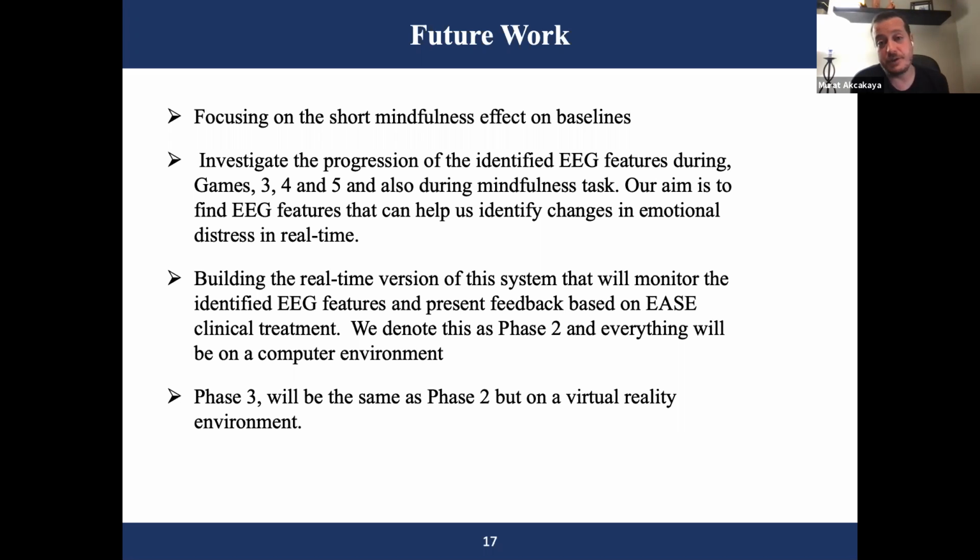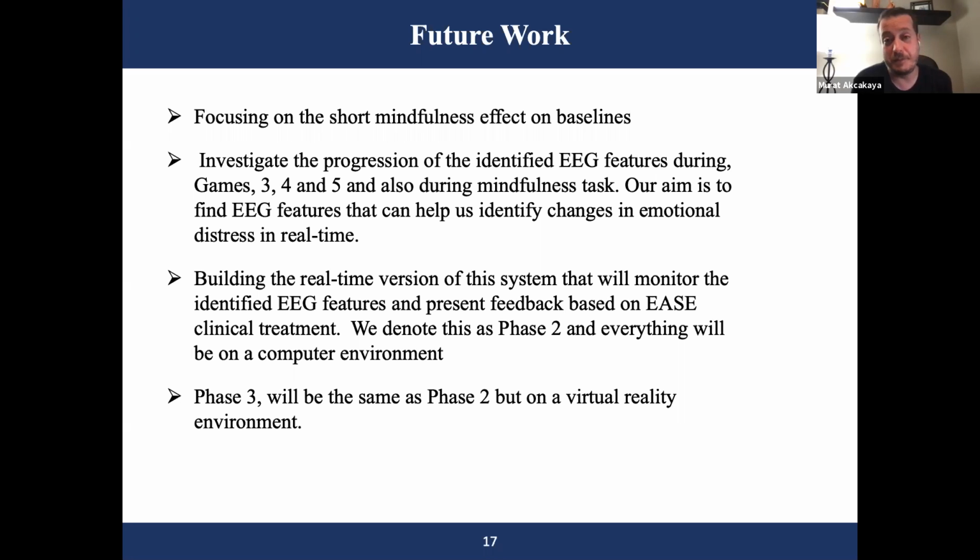And the reason for that is because we want to build a real-time system that will monitor the changes in the distress level based on EEG. So that's how we are trying to achieve that. And we call this real-time monitoring the phase 2. And the phase 2 is going to basically use the same card game, but provide feedback and integrate the clinical components based on the monitored EEG. And that is the phase 2.